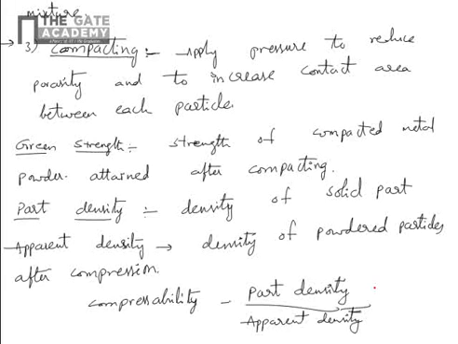If the powders are very fine, then it is greater than 10. If the particles are very big, then the apparent density will be less, so the value is 3 or less than 3, somewhere around 1 to 3.